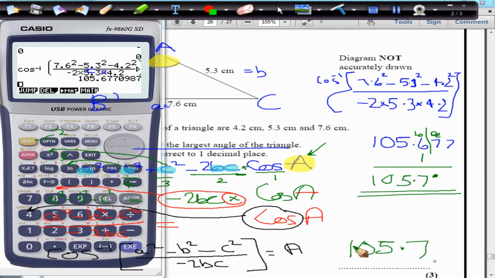Done. Okay, folks, are we happy with that answer? Yes. Okay, let's move the calculator out of the way for a moment. There's one more part left of this question.